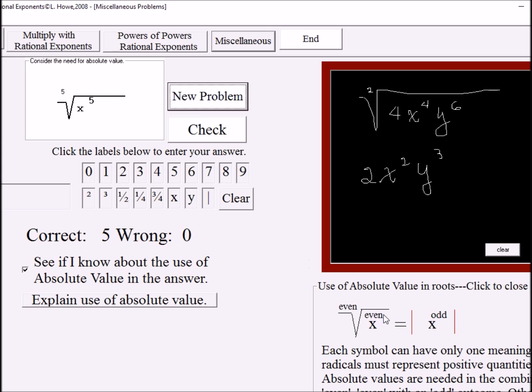Let's see if we can't get one that's got even. Let's see, this is even, and it has to come out as an odd. So we have here, this would be x to the 6th, so it would be x cubed. But x cubed, if x were negative, could end out being negative. And we have to guarantee that this represents only the positive roots, so we'd have to put absolute value around our x cubed. Absolute value. Check, and we got that right. So if it follows this pattern on the powers, then you have to put absolute value around the variable.